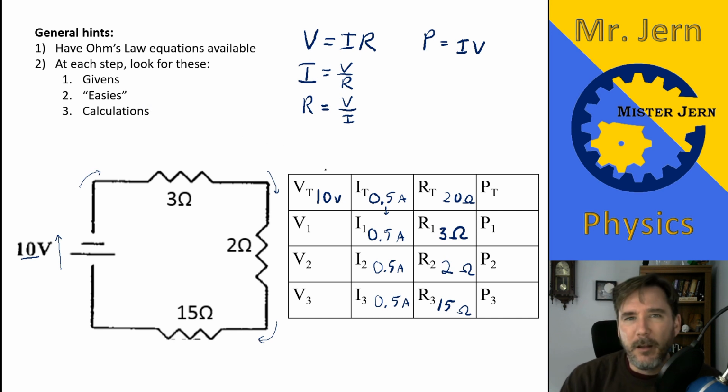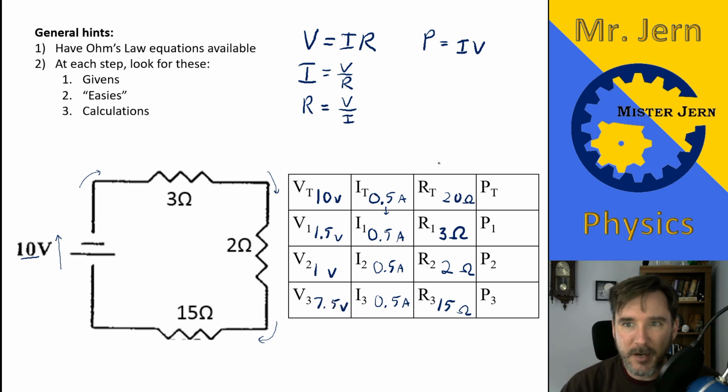If you look, we've got these 3 voltages being blank, and we've got current and we've got resistance for all of these. V is I times R. So all we have to do is multiply the current times the resistance, and that's going to give us the voltage that goes across each resistor. So in this case, 0.5 times 3 will be 1.5 volts. 0.5 times 2 will give us 1 volt. And 0.5 times 15 will give us 7.5 volts.